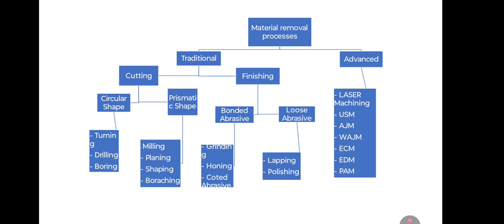From here we get a very basic introduction to the material removal process, where we learned what a cutting tool is, what a machine tool is, what the different types of material removal processes are, the difference between advanced and traditional machining processes, the difference between machine tool and cutting tool, and the difference between single point cutting tool and multi-point cutting tool.